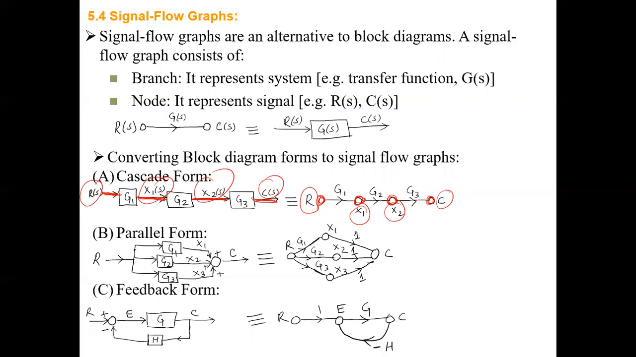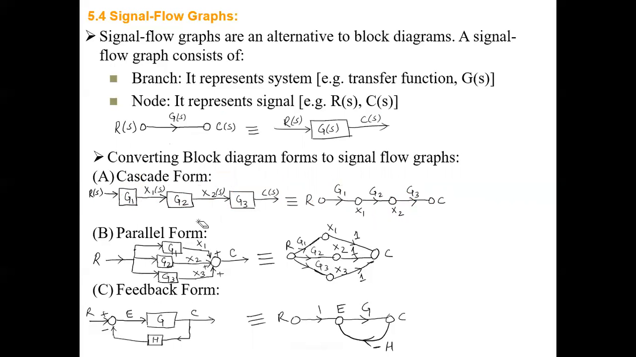Then how about the blocks? This block is simply a line, with an arrow, and I call it G1. Then you have another block, which is a line with an arrow, and it is G2. Then another block, G3, a line with an arrow. That's how you represent it in the signal flow graph.